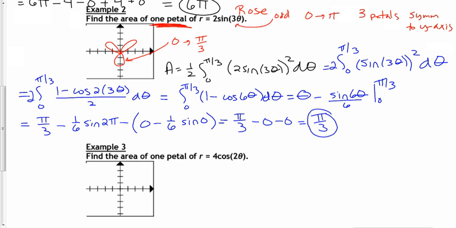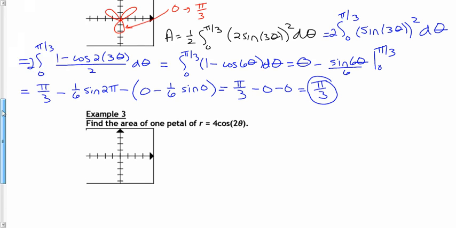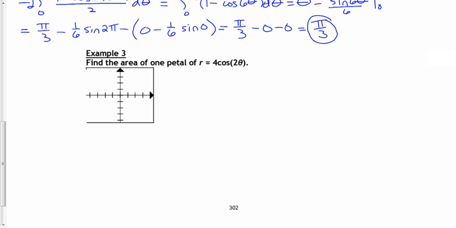Here is my solution in blue. So if you did not get pi over 3, please pause the video now and find out where your mistake was. If you are good, we are on example 3. So example 3, we've got a rose. Again, we're trying to find the area of one petal.